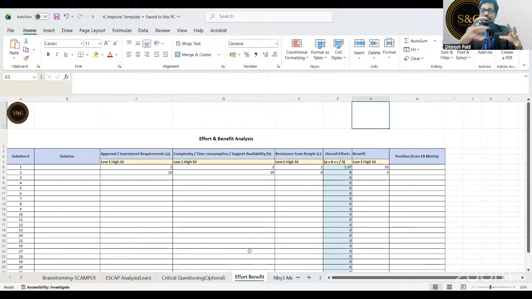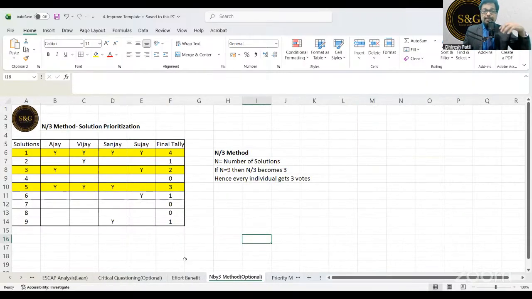So once the solutions are generated, now you are categorizing solutions between high effort, high benefit, high effort, low benefit, low effort, high benefit, low effort, low benefit. Okay. And you are selecting low effort, low benefit and low effort, high benefit solutions where you can easily implement them and take it to the next level. Again, here also you can use N/3 for solution prioritization, the same method. Earlier it was for the causes prioritization. This one is for the solution prioritization. The technique remains the same.